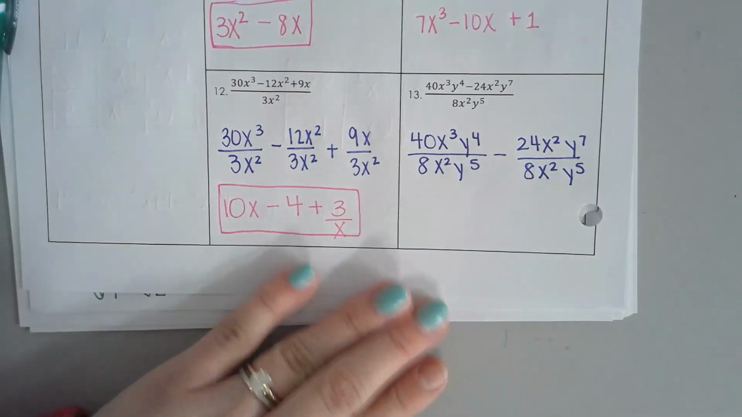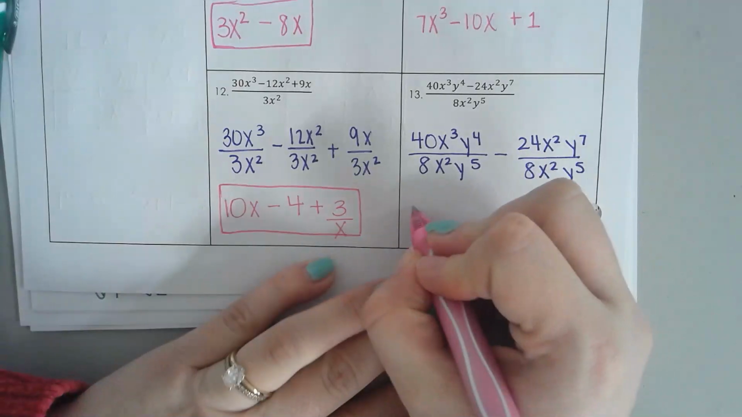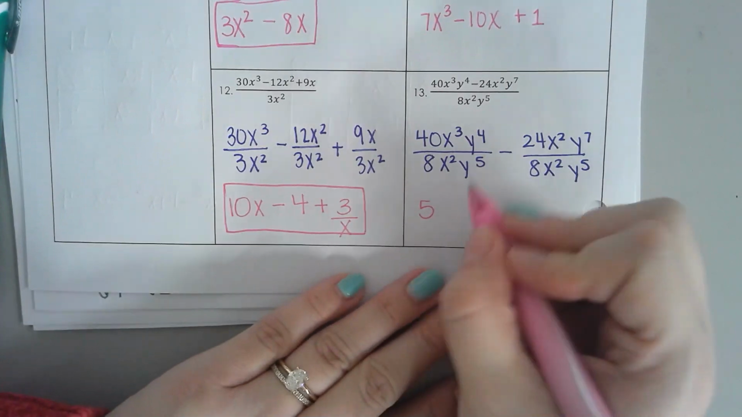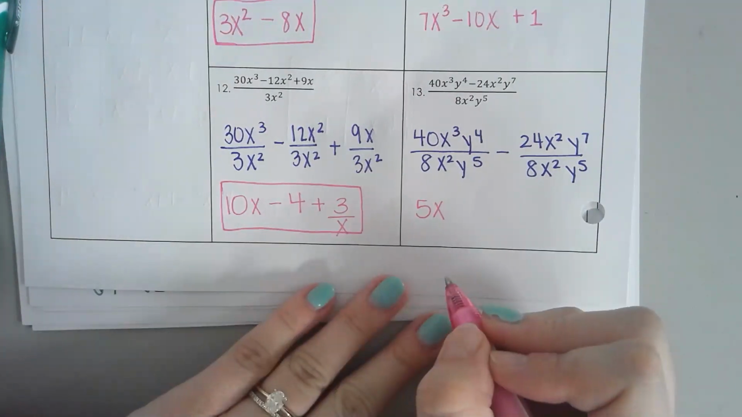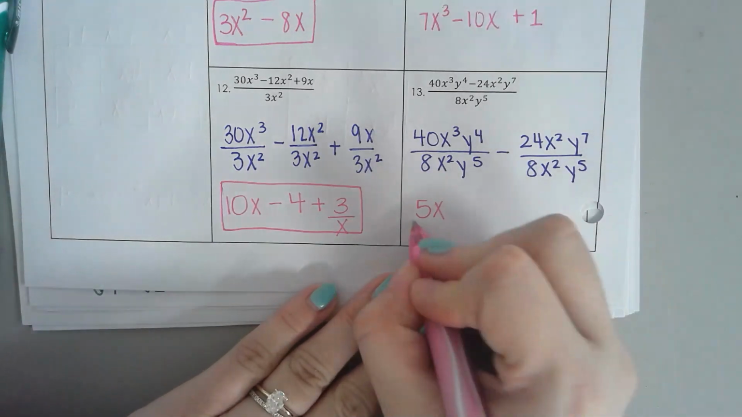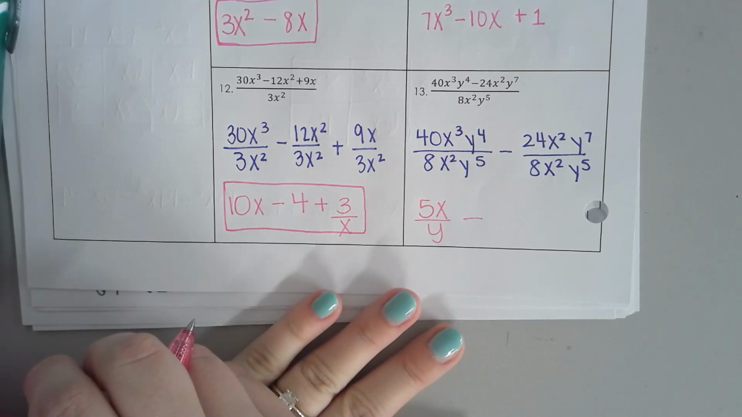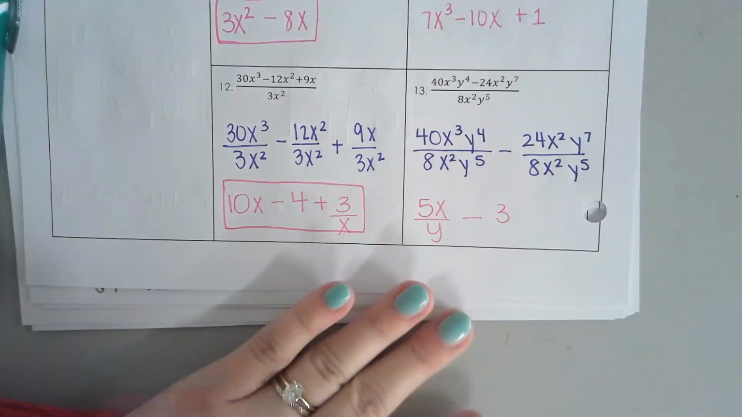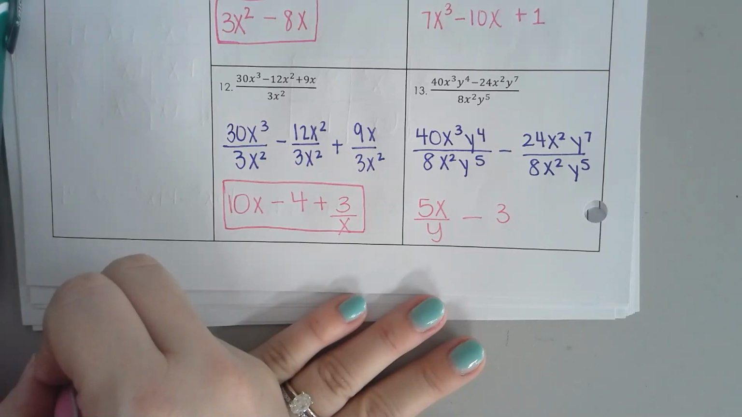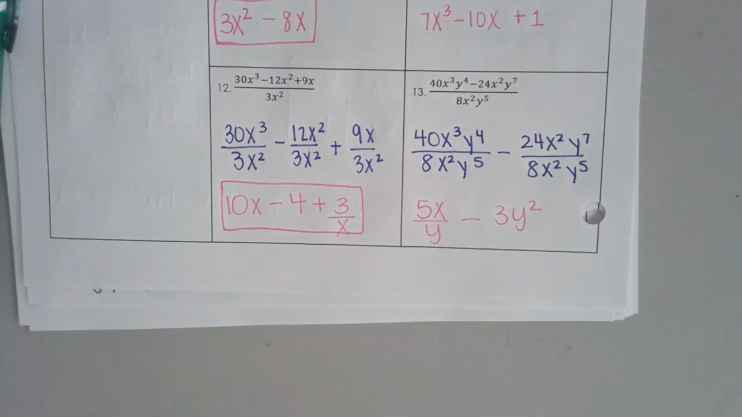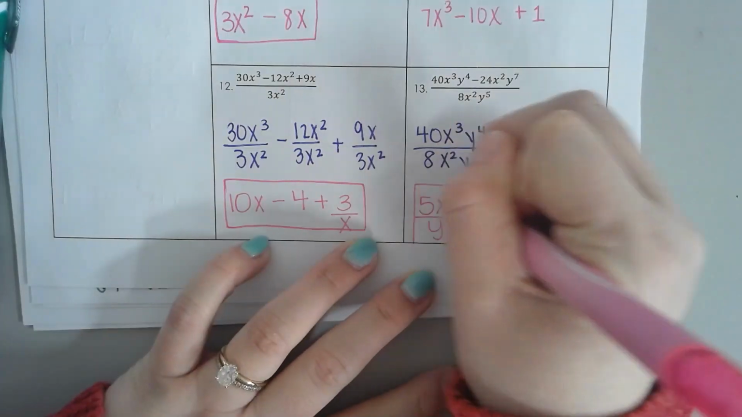40 divided by 8? 5. X's, what am I left with? Top or bottom? Y's? In the bottom. Good. Minus 24 divided by 8? 3. X's? Cancel out. Y's? 2 in the top. So that one did not need a fraction. If there's no fraction, it's considered all in the numerator. Any questions?